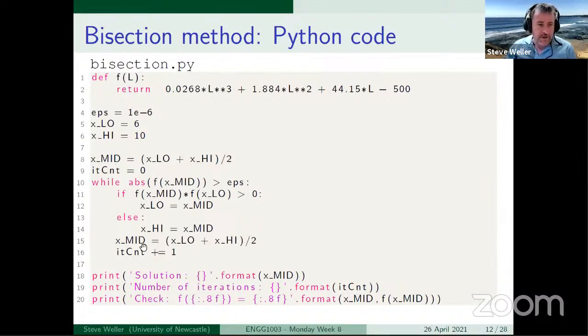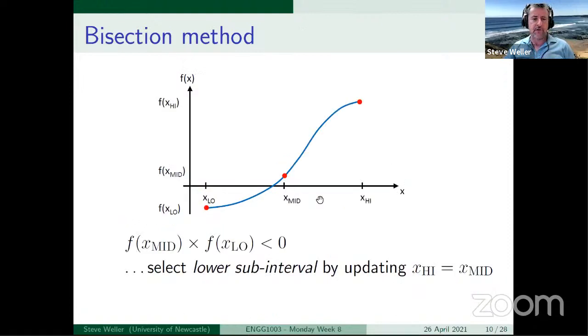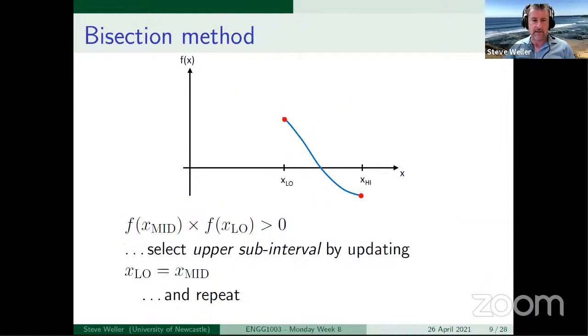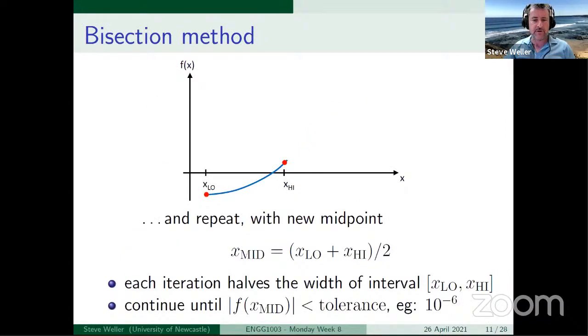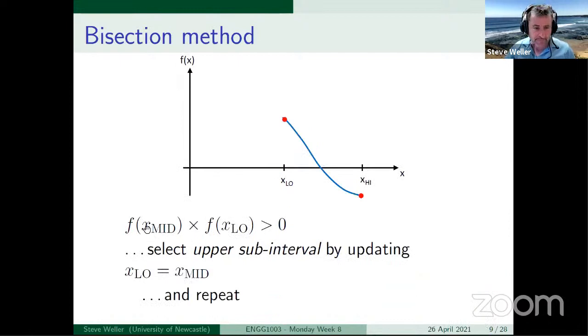Now you can see in lines 9 and 16, I keep track of the number of iterations that the bisection method uses. That's not strictly necessary, but it's helpful to get a sense of how computationally intensive it is to solve the problem. And then lines 11 through 15 are the Python code version of these two tests that were presented on pages 8 and 9. So it's something to do with fx mid times fx low.